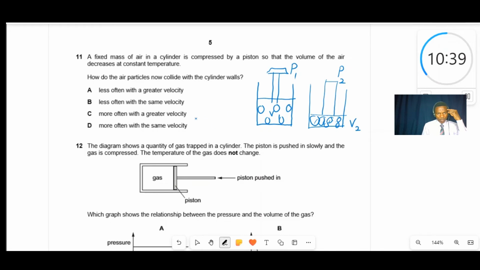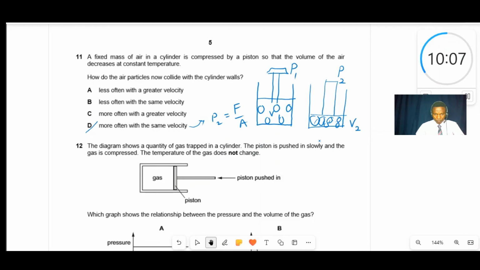So in number 11, the particles will collide with the wall of the cylinder more often, and that will lead to an increase in pressure, because pressure is equal to force per unit area. So the rate of collision will increase.